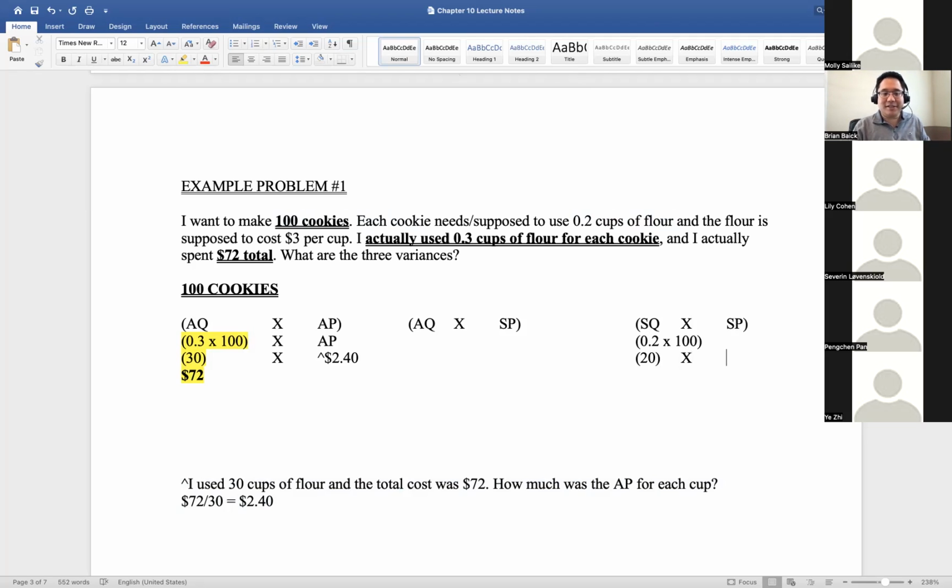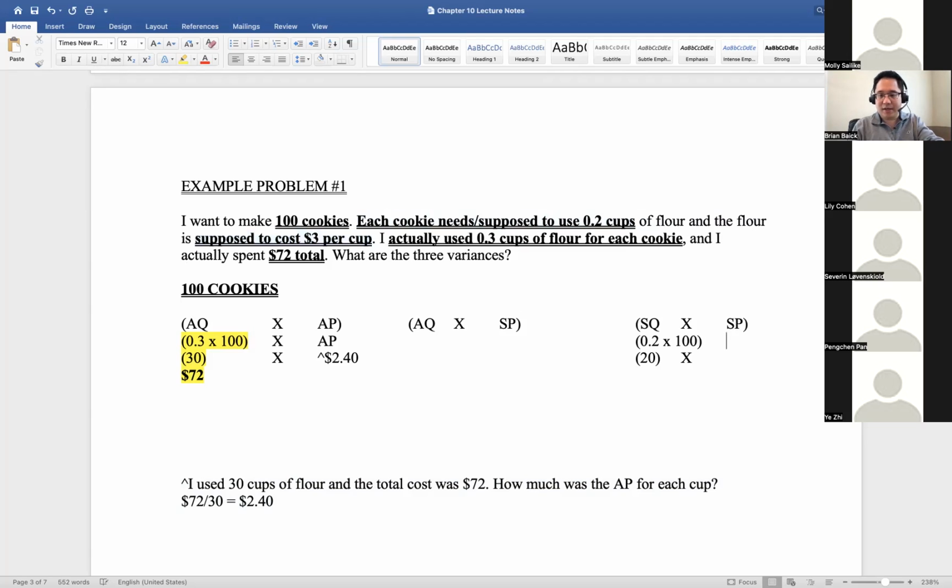Times, do they tell us how much each cup of flour is supposed to cost? It says flour is supposed to cost $3 per cup. Supposed to, right? So this is 3. Okay, so 20 times 3 is 60. This is 60 in the middle. So I have 72 on the left side, 60 on the right side.